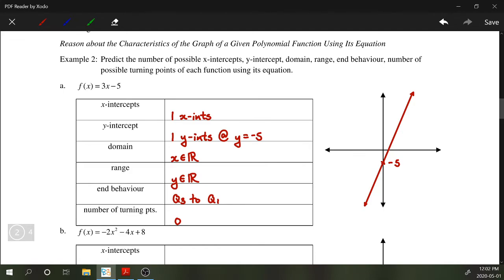So those are the characteristics that you need to be able to figure out. Sometimes based on just the equation, sometimes you'll be provided with the graph, and it makes it a little bit easier.